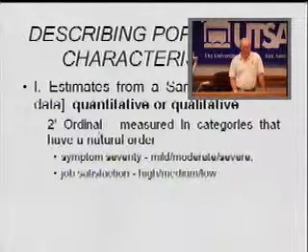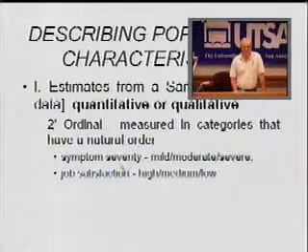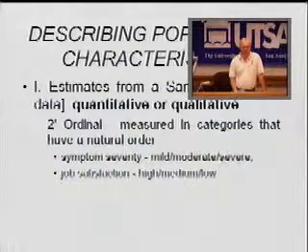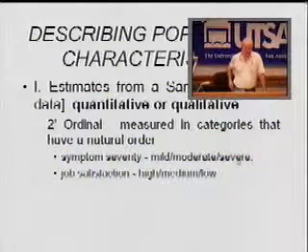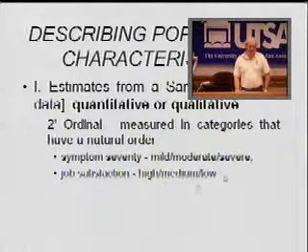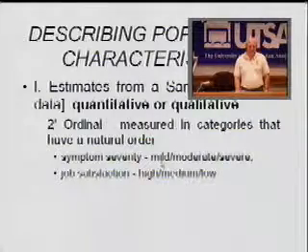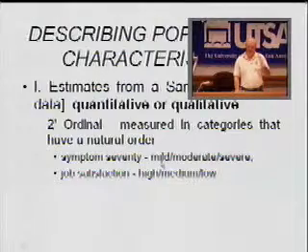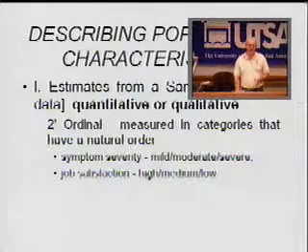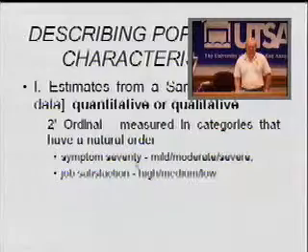The ordinal is another type, measured in categories that have a natural order, like symptom severity: mild, moderate, and severe. So there is a ranking in the significance of the terms. Job satisfaction: high, medium, or low. So these aren't obviously numbers that you're extracting from each individual observation, but the numbers of observations in each category will be evaluated. So this makes it not a discrete measurement, it is an ordinal measurement.